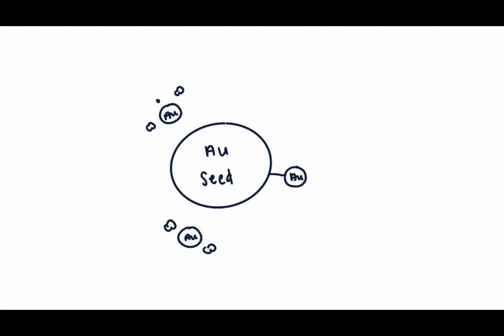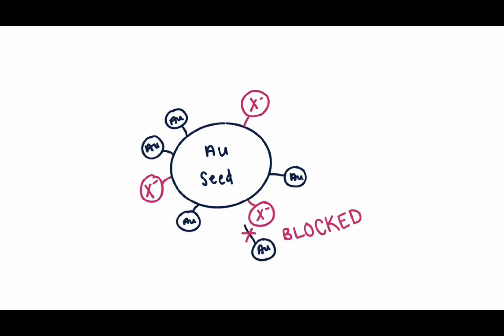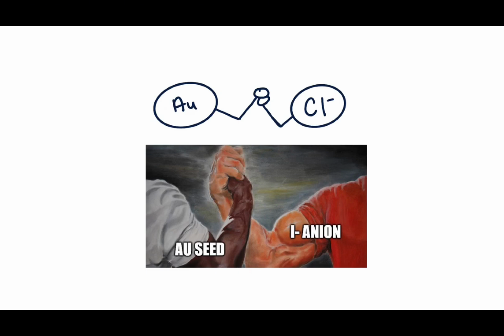Thirdly, the halide anions themselves can inhibit the rate of nanoparticle growth by binding to the surface of the gold nanoparticle, thus blocking the reduced gold particles from growing the seed. But these gold halide bonds must be broken before the gold particles can attach, and the strength of the gold halide bond increases with halide size due to the hard-soft acid-base chemistry.